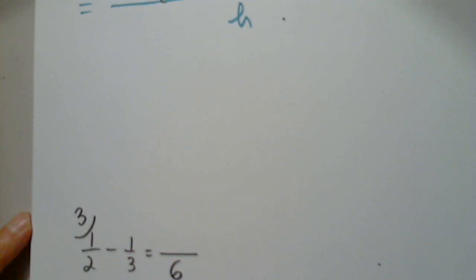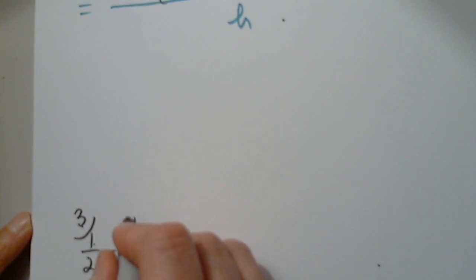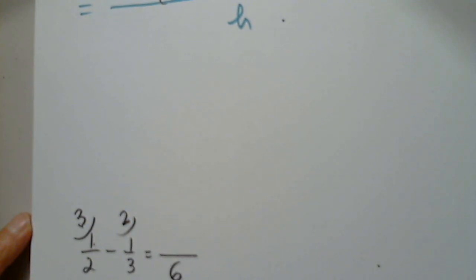This is a reminder. You multiplied 2 by 3 to get 6, so you have to multiply the numerator by the same thing. 3 was multiplied by 2 to get 6, so that's why I have to multiply the numerator by 2 as well. 3 minus 2, and I get 1 over 6.